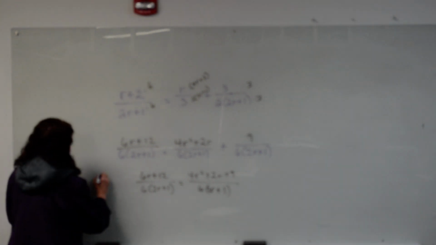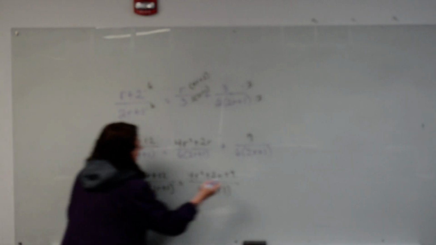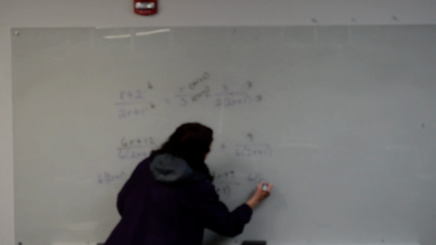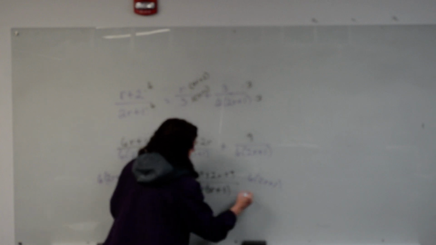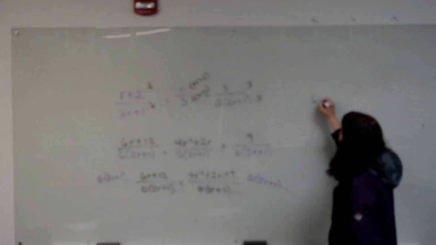Multiply by 6 on 2r plus 1. 6 times 2r plus 1, and 6 times 2r plus 1. When you do that, it gets rid of all that. Okay? So then it's almost like I'm starting over with a new problem.